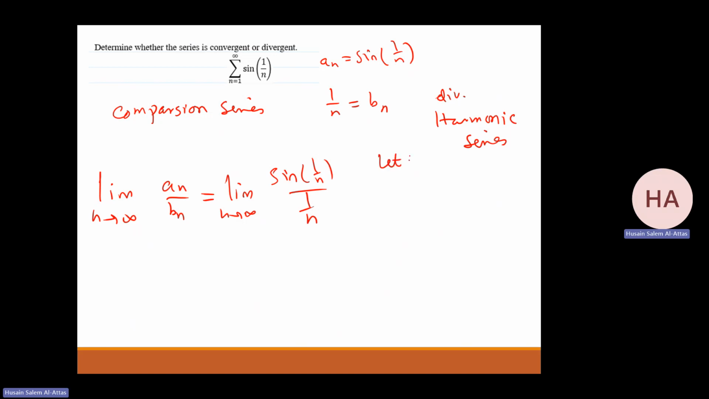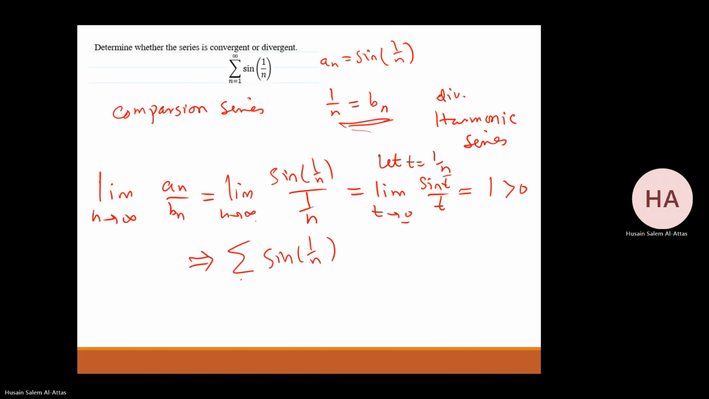I let t equal 1 over n. That will be the limit as t goes to 0 of sine t over t. If n goes to infinity, t will go to 0, sine t over t, and that is what? 1, positive. And this series diverges, so the other series diverges too. You can say by the limit comparison test, which I usually forget to write.